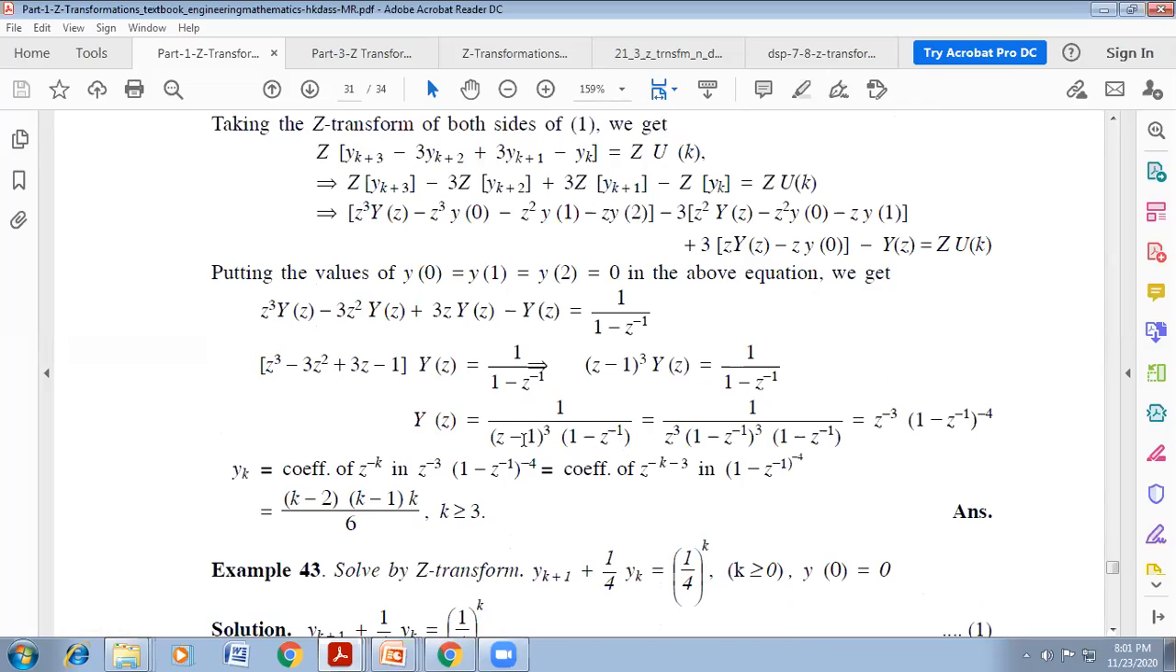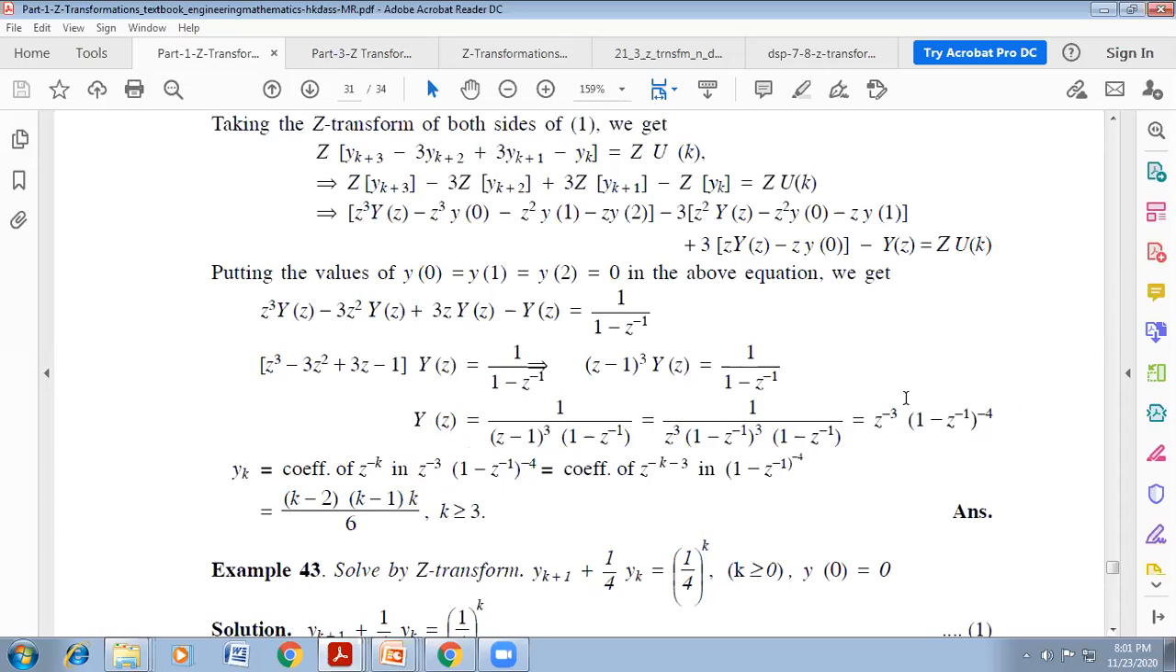Actually this can be written by taking z common here. We can take z greater than 1 for this term, and for this term z is less than 1. So taking z common from this, we get 1 minus z inverse, and this is all given 1 minus z inverse. So this can be written as z to the power minus 3 into this, and y(k) equals the coefficient of z to the power minus k in this sequence, according to the definition of the Z transform.